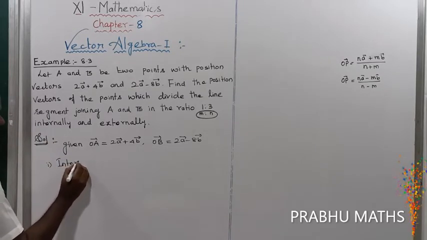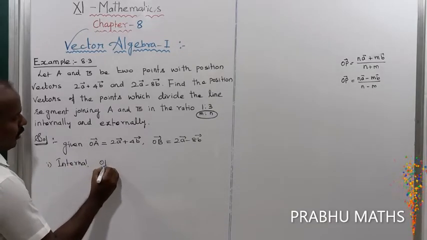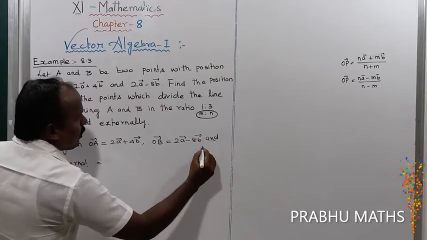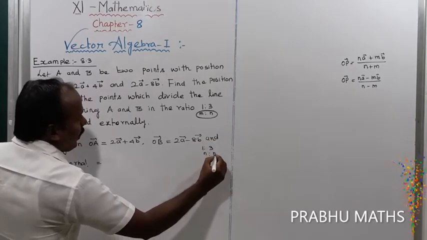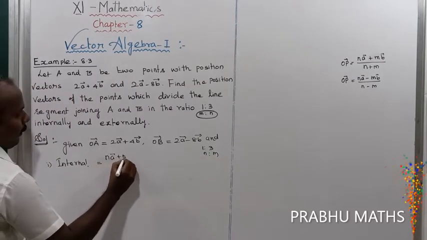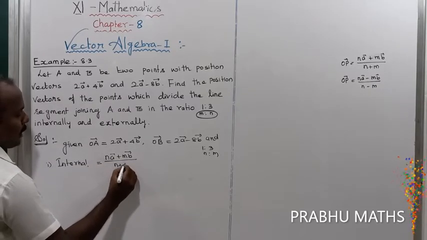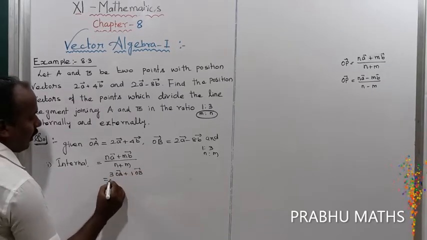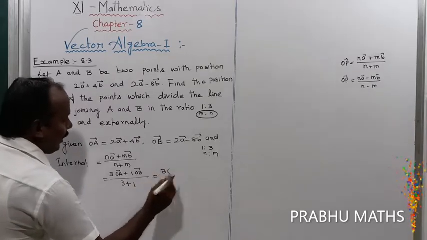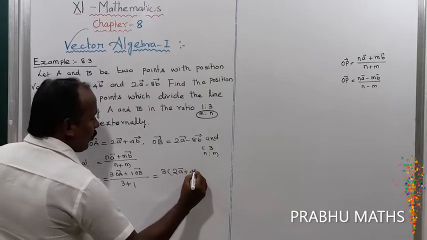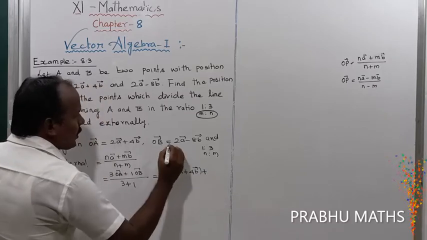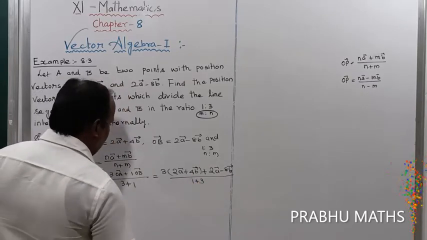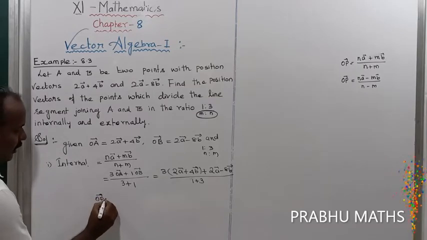The first subdivision is the internal formula. OP vector is equal to (n times OA plus m times OB) divided by (n plus m). The given ratio is 1:3, so n is 3 and m is 1. So it is 3 into OA vector plus 1 into OB vector divided by 3 plus 1, where OA is 2a vector plus 4b vector, plus OB vector is 2a vector minus 8b vector, whole divided by 1 plus 3. That is the position vector of the internal division.